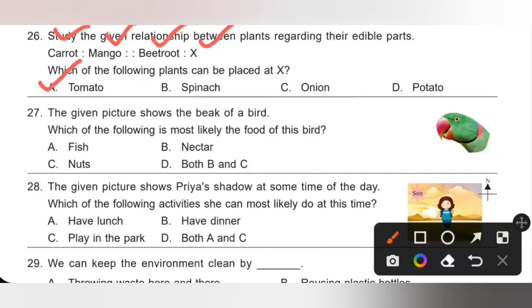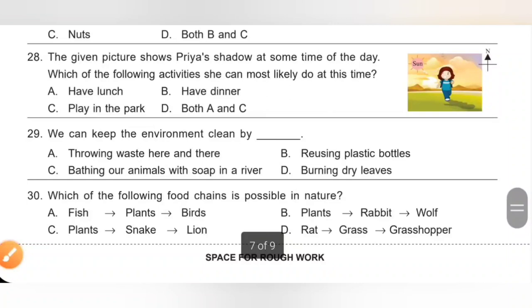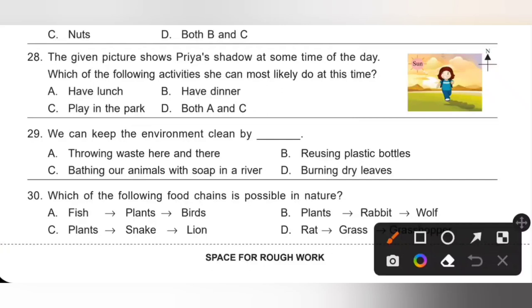28. The given picture shows Priya's shadow at some time of the day. Which of the following activities can she most likely do at this time? Option A, have lunch, B, have dinner, C, play in the park, D, both A and C. In the given picture, the sun is in the west direction and is setting. So the shadow of Priya is also longer, showing that it is evening time. So Priya will play in the park during evening. So option C is the correct answer.